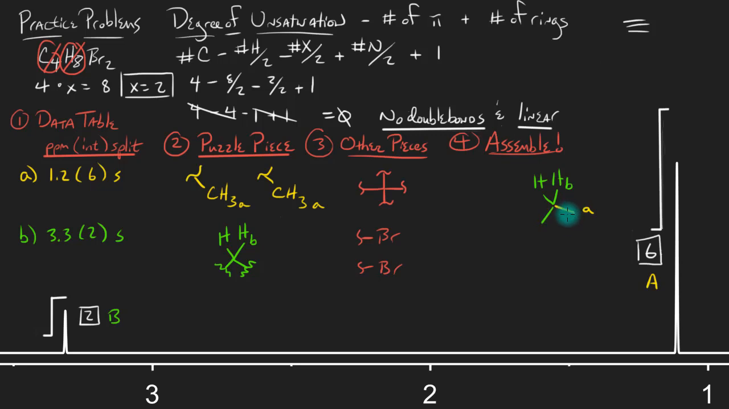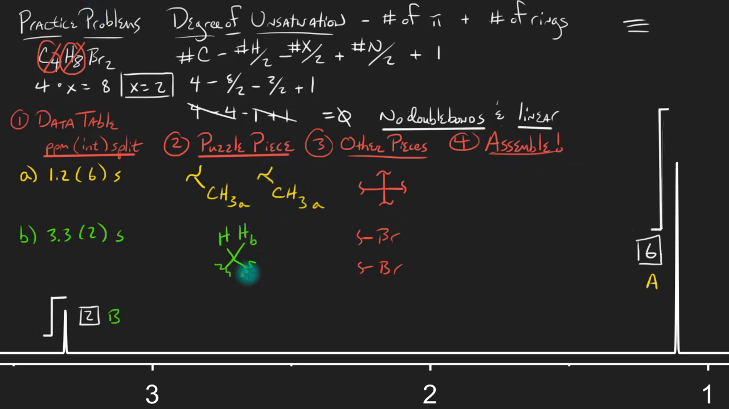But if you had done this, then we would definitely get some kind of splitting pattern, but we're not seeing any kind of splitting pattern. So this is where splitting gets very, very helpful: when we're putting our puzzle pieces together, we can ask, does this assembly make sense in terms of the splitting pattern that we're observing? And this one definitely doesn't.